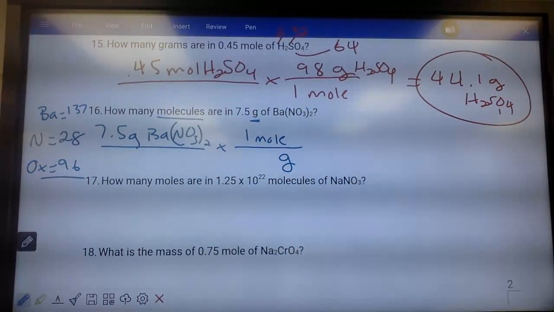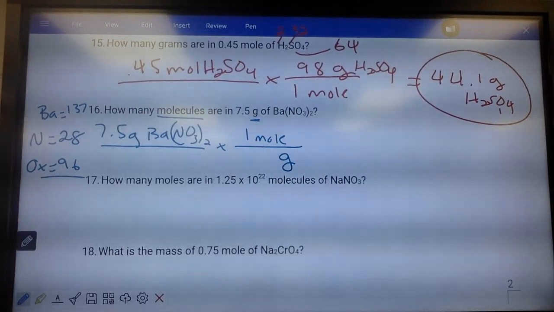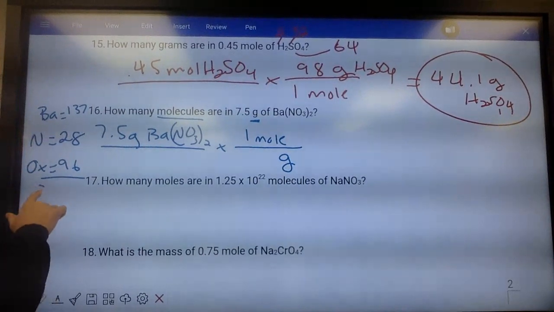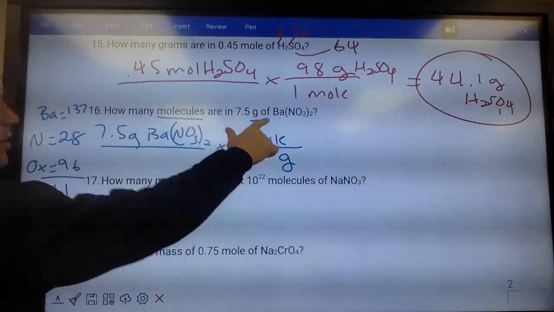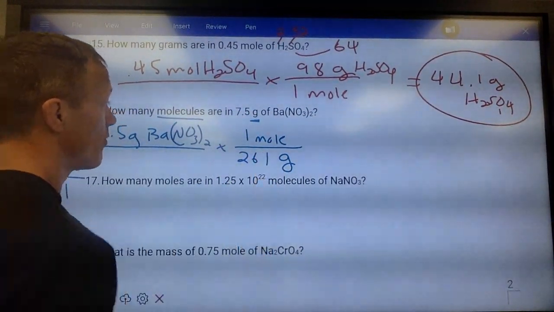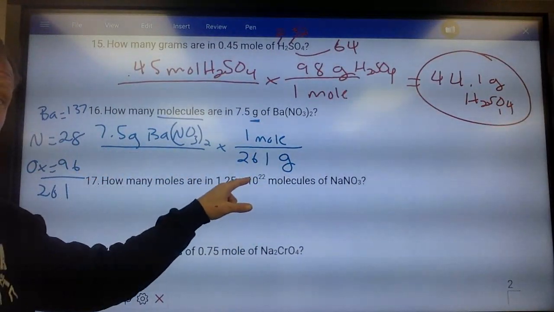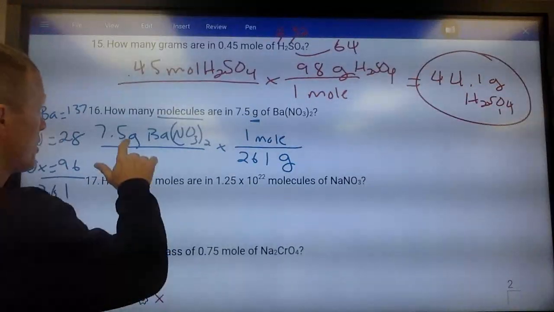So we got to add those 3 up. I don't know what that is. Hang on. All right, I'm back. That's 261. So adding those up is 261 grams. That is 1 mole of barium nitrate. So a mole of barium nitrate is 261. So 7.5 grams is not even close to a mole. It takes 261 grams to make a mole of that compound. We have way less than that.